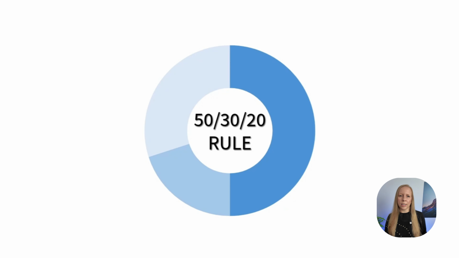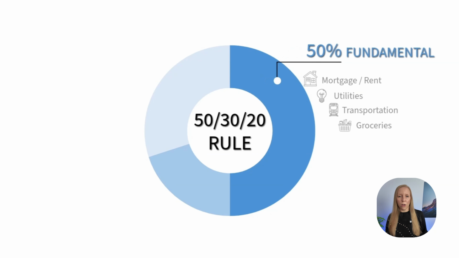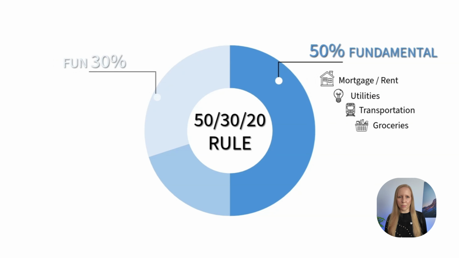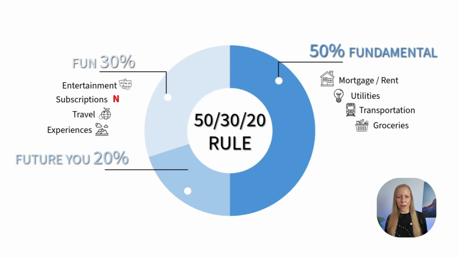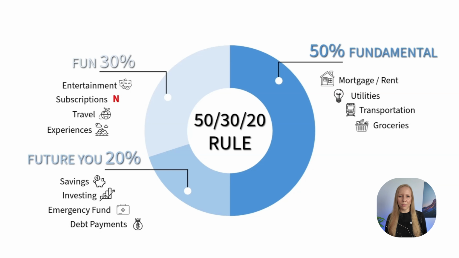So you might want to adjust these percentages to reflect your situation better. In this guideline, it suggests that 50% of your income should go to your fundamental expenses, 30% of your income should go to your fun expenses, and 20% of your income should go to your future savings and investments. For the purpose of this video, I will use 50, 30, and 20 percentages.